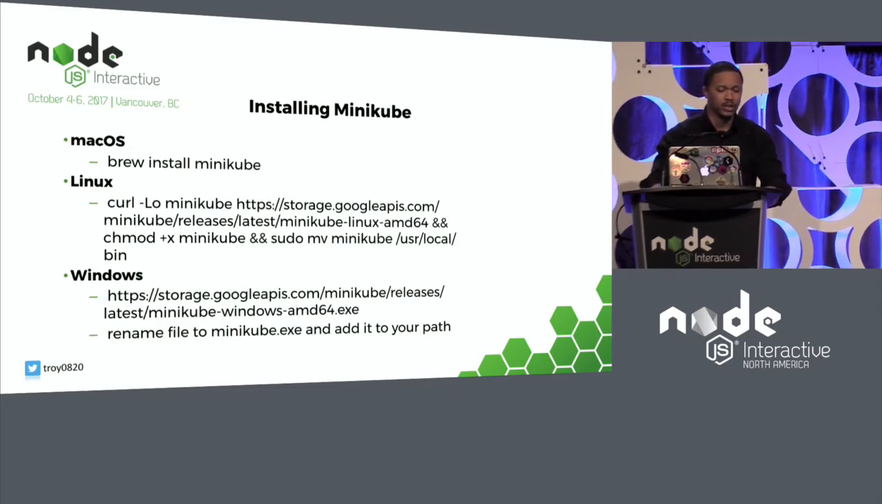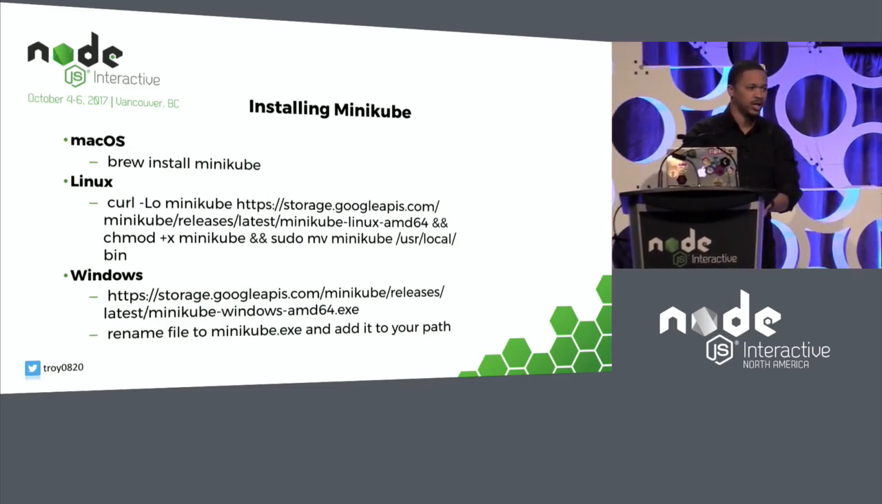So as I'm working with a Mac, as you can tell, this is the simplest solution to try to install it. If you have brew, it's brew install minikube. Boom, that's how you do it. For Linux and Windows, it's listed here.